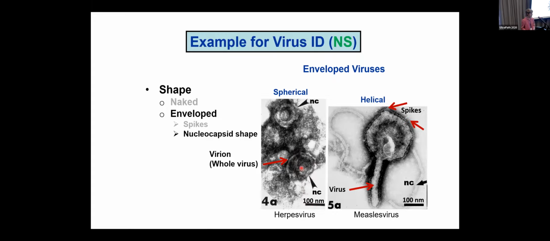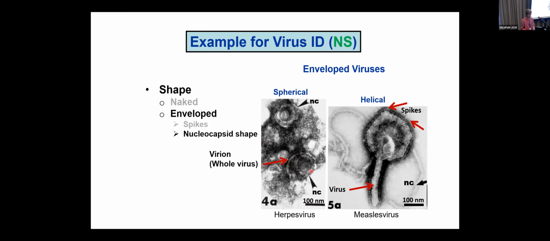This is herpes virus. So if I see a particle whose nucleocapsid is about 100 nanometers, it's probably in the herpes virus family. Now there are several herpes viruses in that family, so I couldn't look at it like this and tell you that it's herpes simplex or cytomegalovirus or EBV. But the nucleocapsid shape is important.